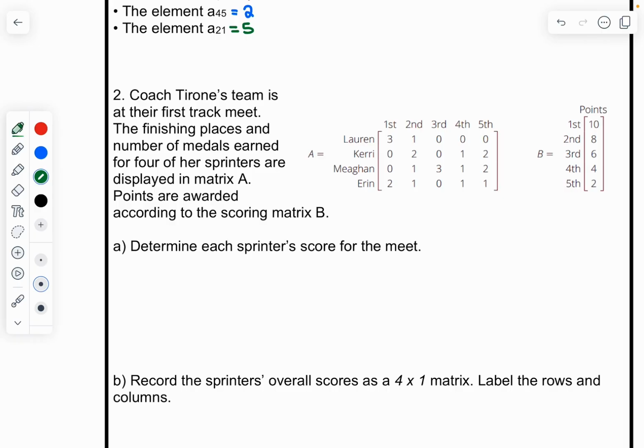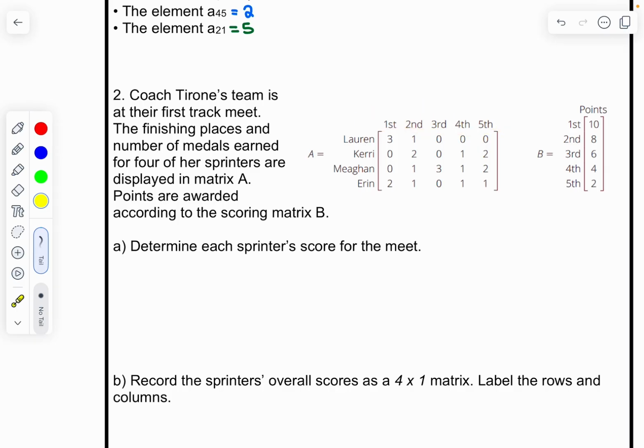Well, now we have Coach Tyrone's team is at their first track meet. The finishing places and number of medals earned for 4 of her sprinters are displayed in matrix A. So that's this matrix. So we have 4 people. We have Lauren, Carrie, Megan, and Aaron. And we have how many times they won 1st through 5th.